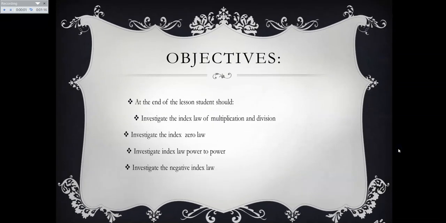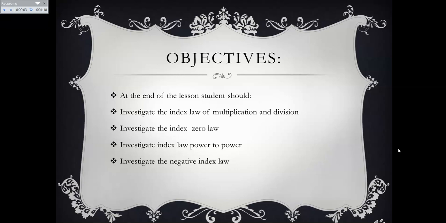So our objectives for today are to investigate the index law of multiplication and division, investigate the index zero law, investigate the index law of power to power, and also to investigate the negative index law.